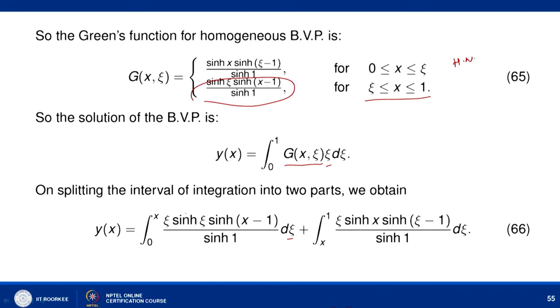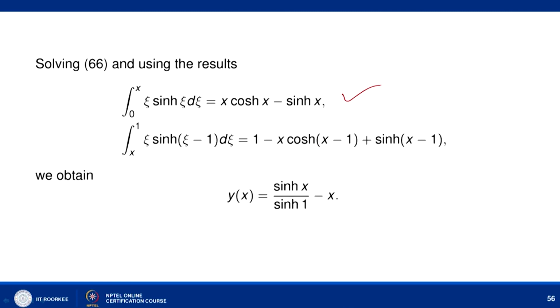So in the first integration you use the function sinh(xi) sinh(x - 1) divided by sinh(1) d xi, and in the second, xi is greater than x, so you use this part: xi sinh(x) sinh(xi - 1) divided by sinh(1) d xi. You can use the following result, that the integral from 0 to x of xi sinh(xi) d xi equals x cosh(x) - sinh(x), and the integral from x to 1 of xi sinh(xi - 1) d xi equals (1 - x) cosh(x - 1) + sinh(x - 1). These integrations you have to solve. I think it is not very difficult, that is why I am using a simple result here.